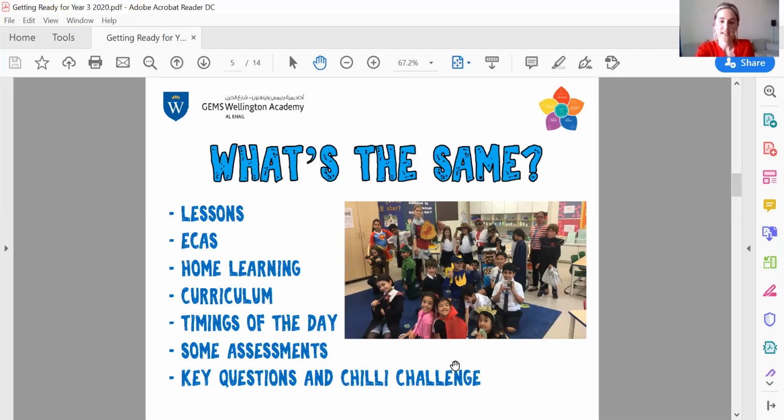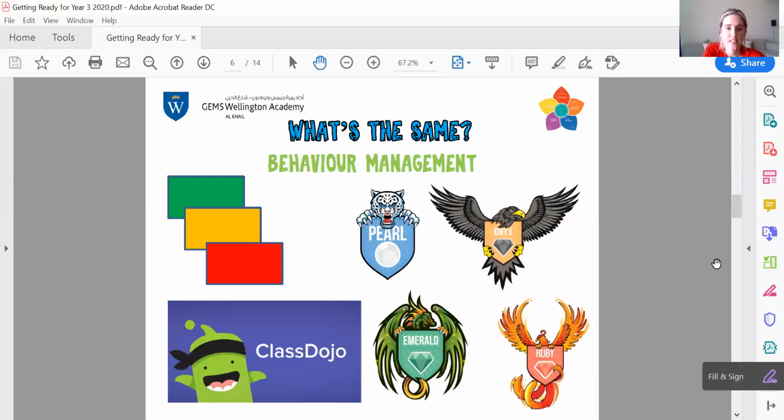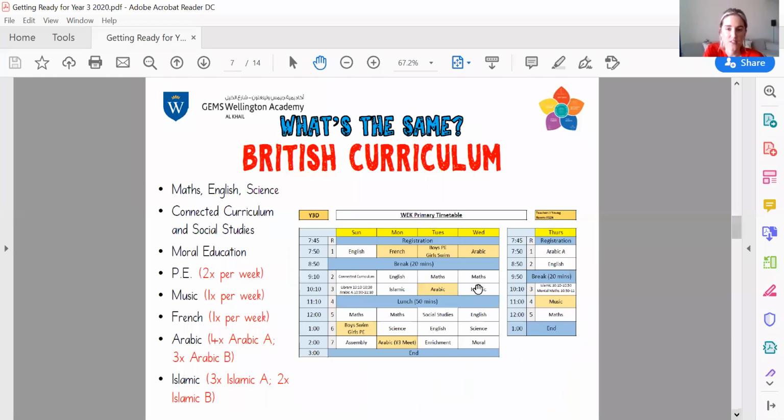The actual structure of the lessons is the same, so we keep that consistent for the children. So we have a key question at the beginning of the lesson, and then the children are well used to the Chili Challenge as a way to make sure that they are working at the appropriate challenge level. So lots of similarities. We use the green, yellow and red cards. We move their names down to the different colours as consequences for bad behaviour. So that all really helps to ease the transition for the children.